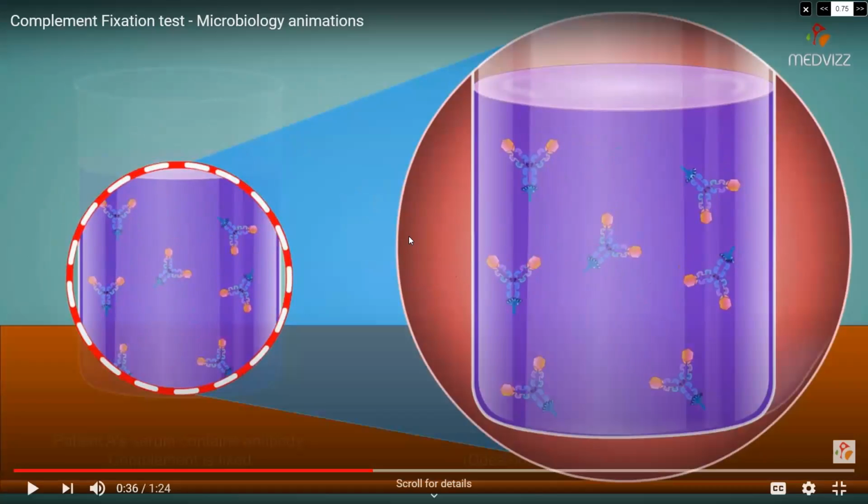See, here what happens is, the complement protein which is present will start fixing to the antibody. Okay, complement attaches to the antibody and antigen will attach to the antibody. This is a calculated amount. I am putting a calculated amount of complement proteins and a calculated amount of antigens into the patient's serum.